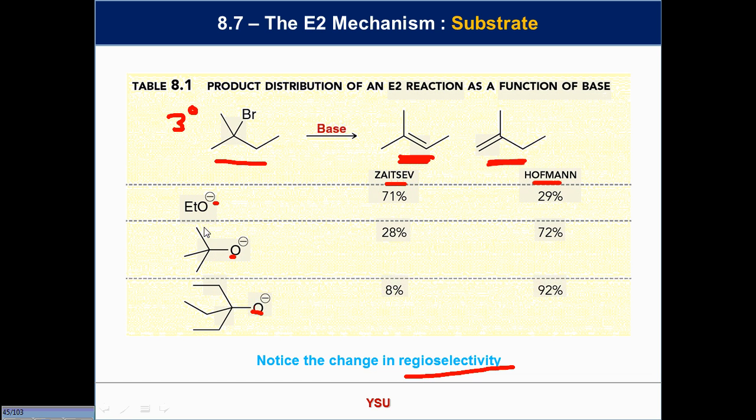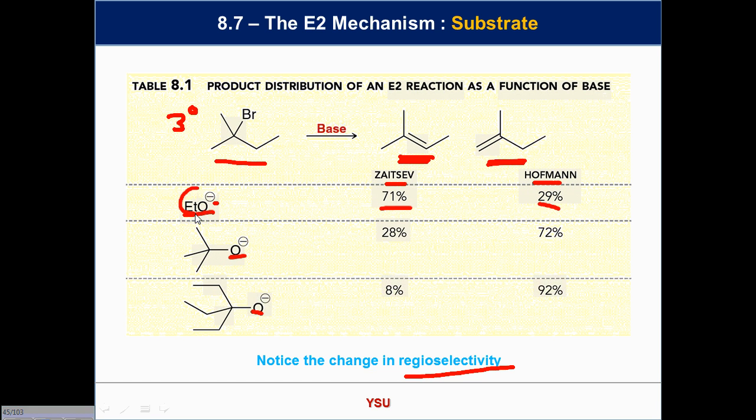So look at this. What's happening here is that with a base here like ethoxide, we are getting 71% of what's called the Zaitsev product, or the more highly substituted one. And we're getting 29% of the other one. So when we work our way down here and we go to t-butoxide, it starts to change. Now I'm going to stop there and go back a second, just make sure we understand the first line, and then we can add this together.